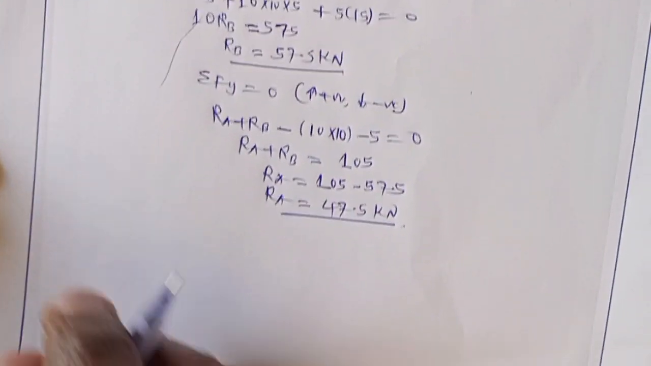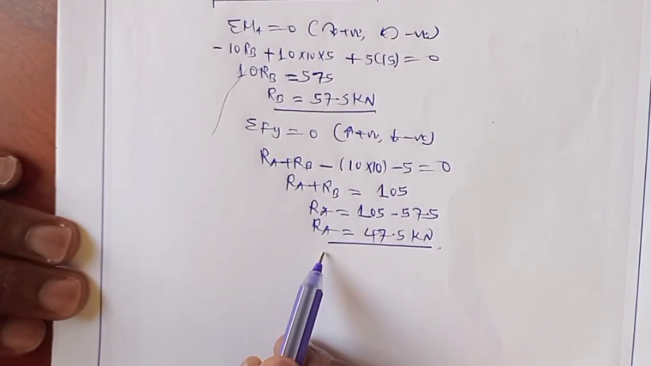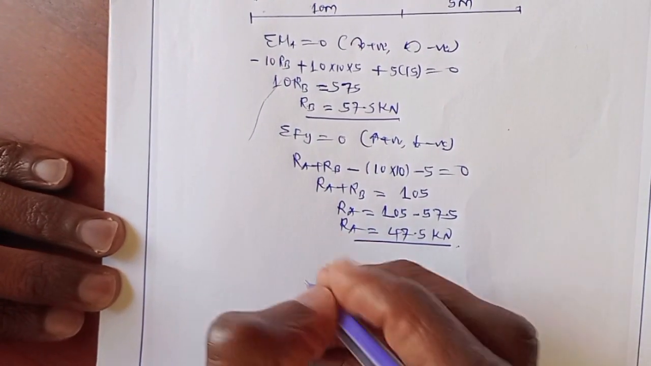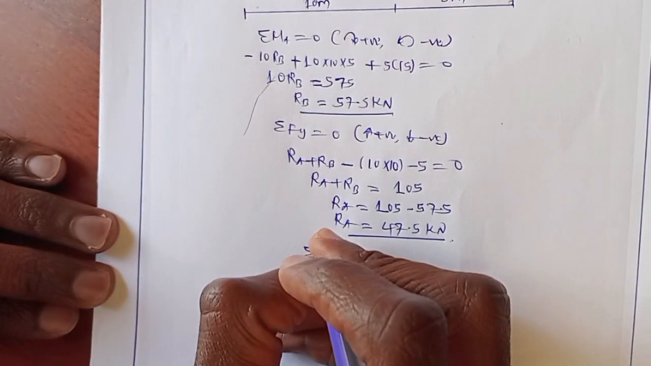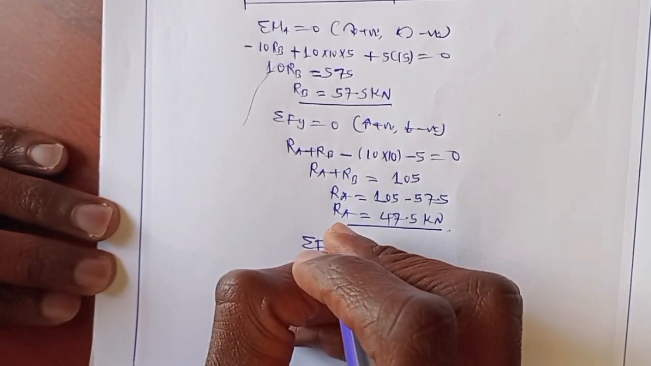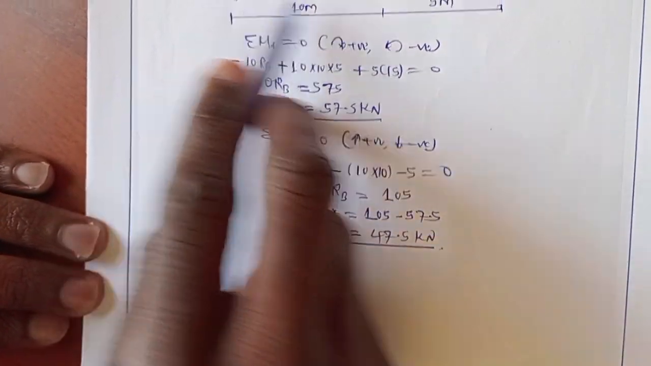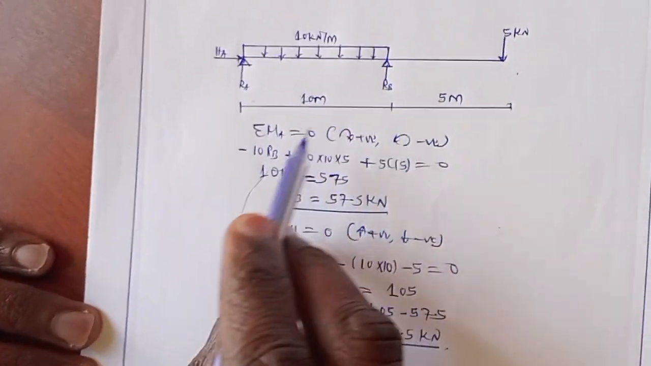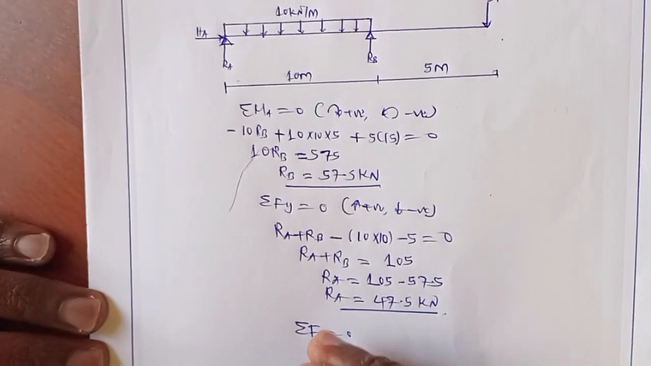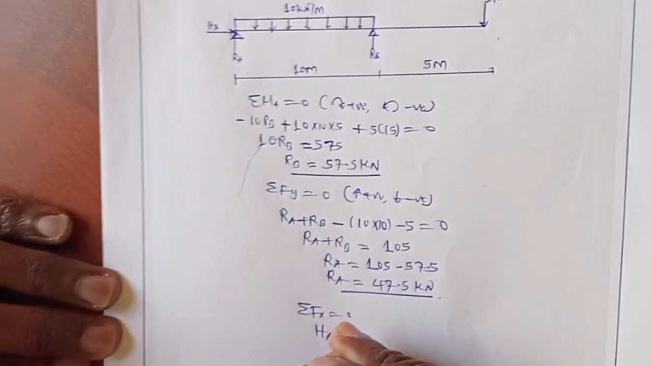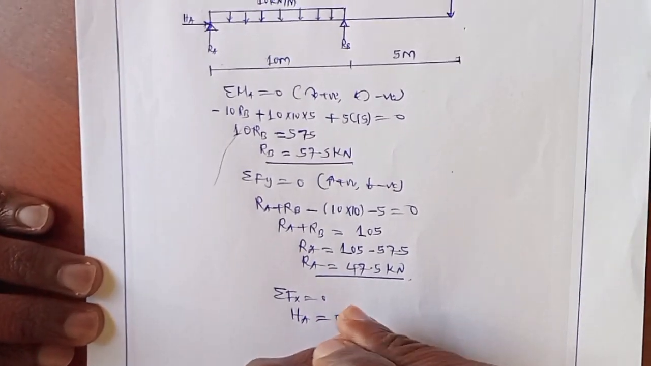This is the vertical reaction for point A and point B. Now let's consider the horizontal reaction. The horizontal reaction is equal to 0, so as to obtain HA. Since there is no other horizontal reaction, HA will be equal to 0. Therefore, HA is equal to 0 kilonewton.